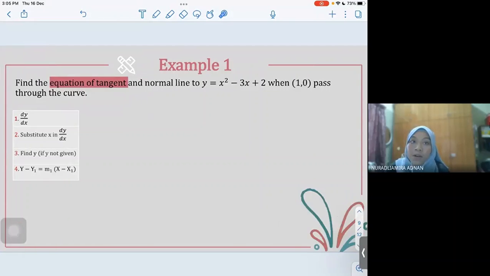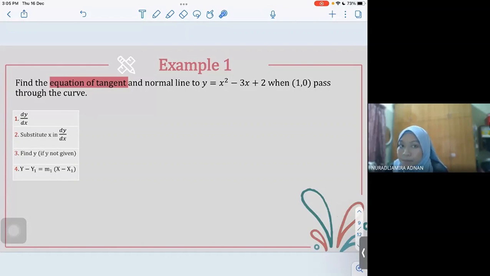Okay, now I want Siti Afifah Alia to help me finish this equation of the tangent.